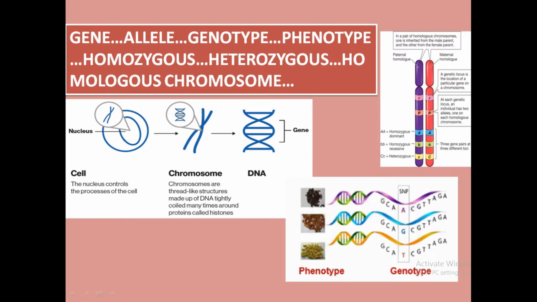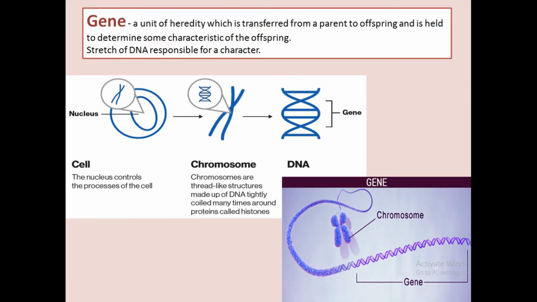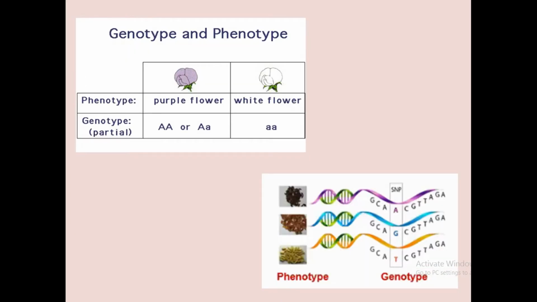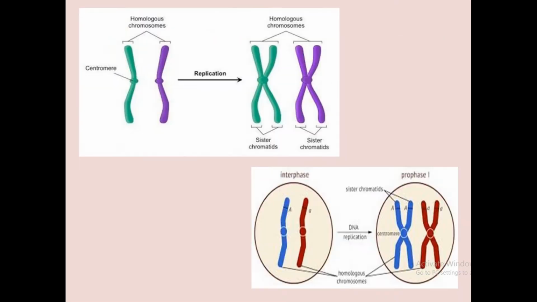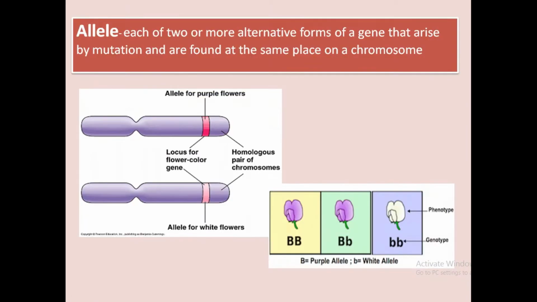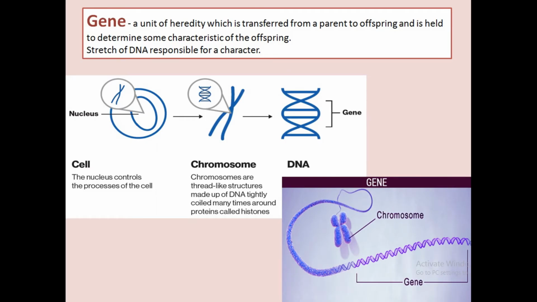Today we will discuss some basic concepts. So let's take a small preview about the things I will discuss today: gene, allele, genotype, phenotype, locus, homologous chromosome. So now let's start with the concept of gene.